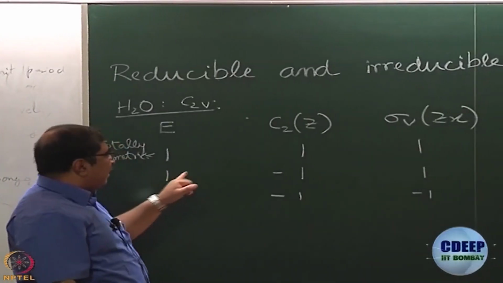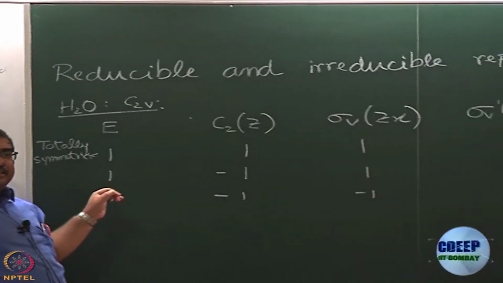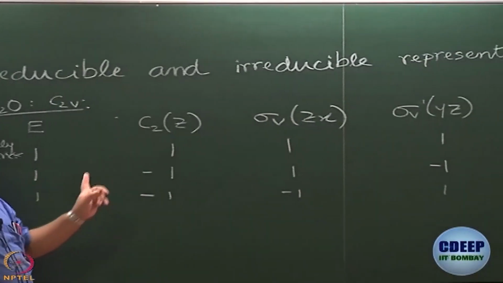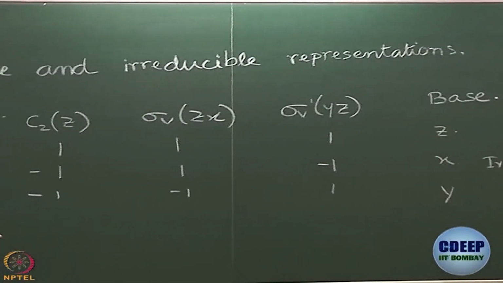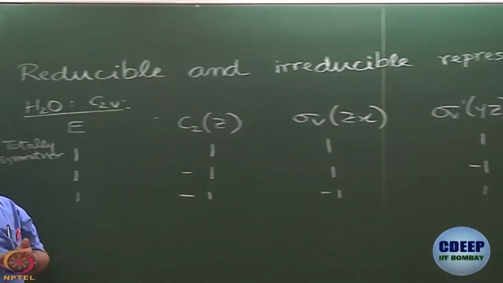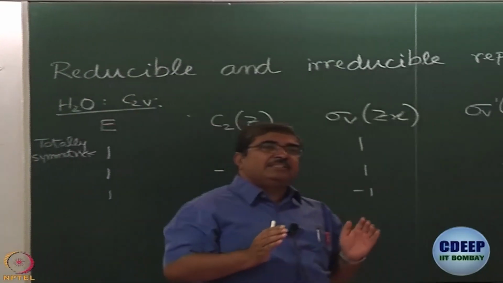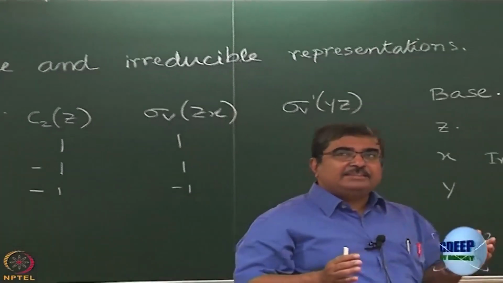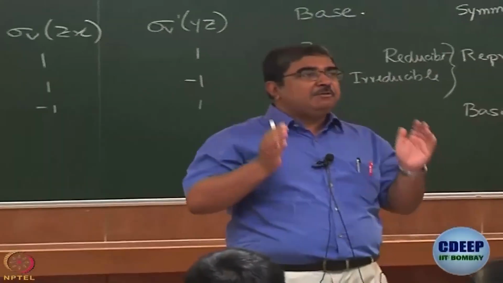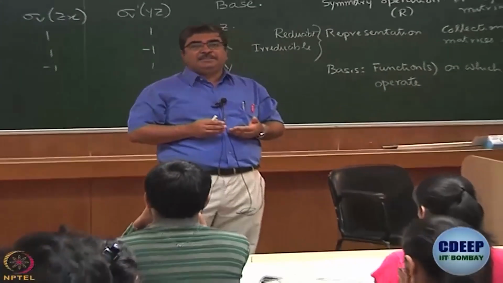In this case 1 minus 1 1 minus 1, that is another representation. X forms the basis of it. 1 minus 1 minus 1 1 is another representation for which y is the basis. So, what we did is we took this reducible representation that we got using x, y, z all together as the basis, and we could reduce it into 3 different representations.